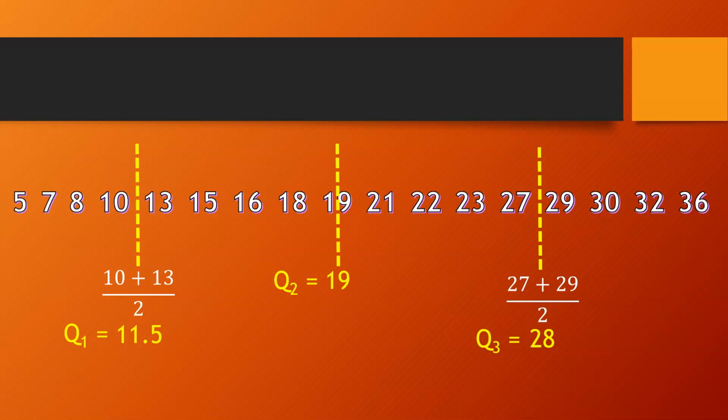Our data is in order, and there are the same number of data values in each of those fourths. The first quarter of the data has 5, 7, 8, and 10. The second quarter has 13, 15, 16, and 18. The third quarter has 21, 22, 23, and 27. And the fourth quarter of the data has 29, 30, 32, and 36.